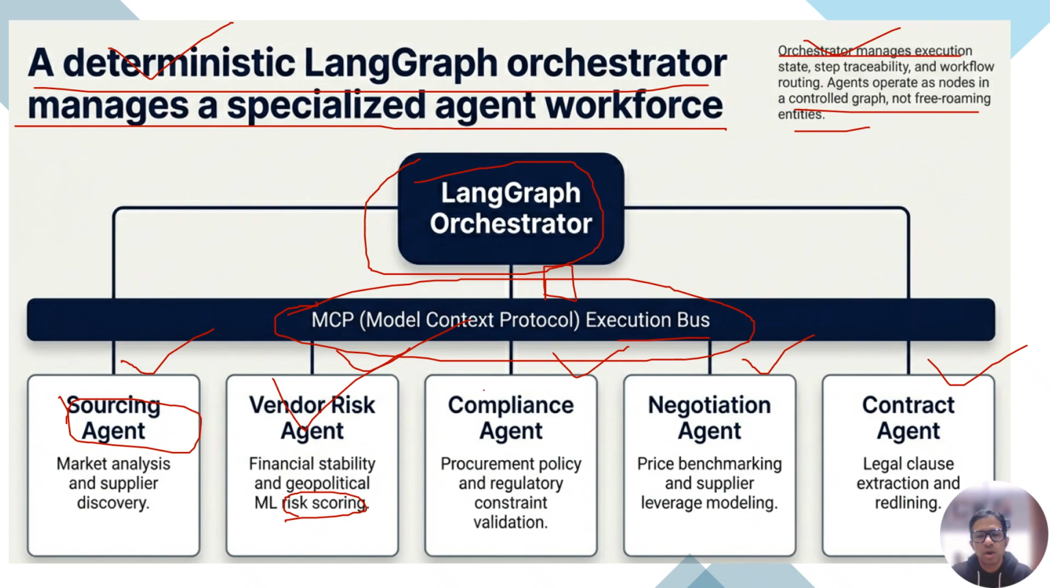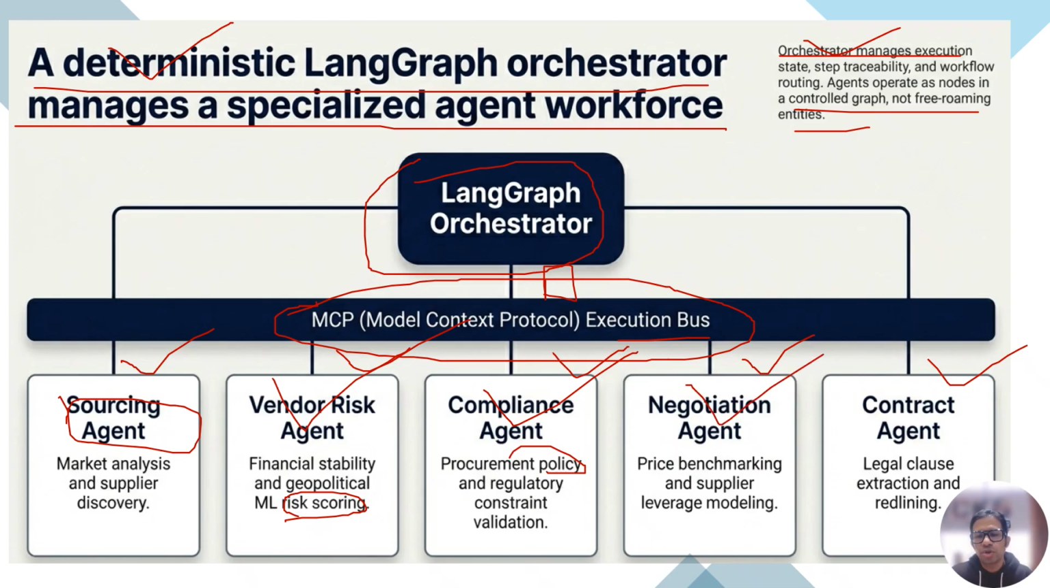Now comes the compliance agent. The compliance agent validates procurement policies and regulatory constraints, meaning approved vendor list, ISO certification checks, export controls, region restrictions, internal policy threads. See, policy checks. So compliance becomes a gate, not a last minute surprise.